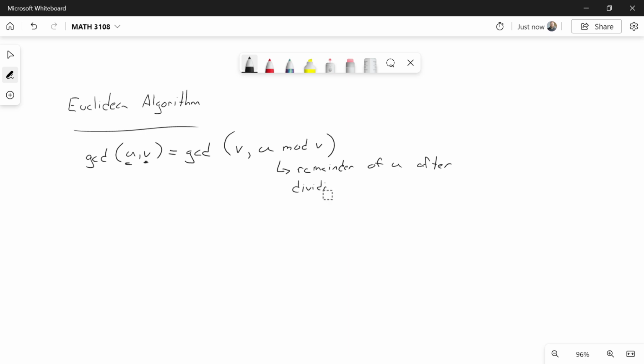That looks horrible, let's get rid of that. There we go, after dividing by v. So the greatest common divisor of two integers is exactly the same as the greatest common divisor of the second integer and what remains of the first integer once we divide it by the second. So now let's go back to the algorithm here.